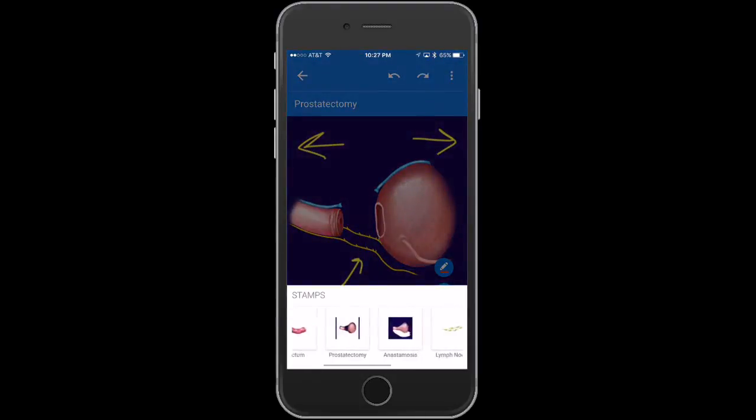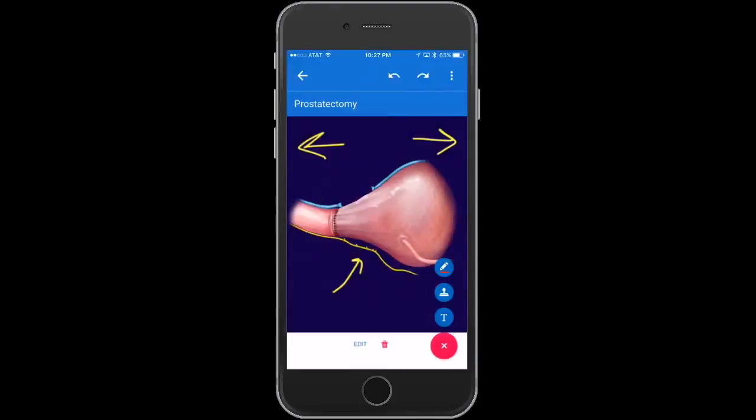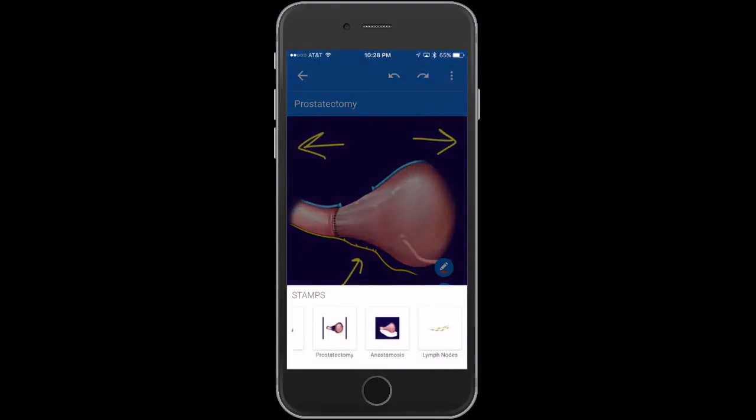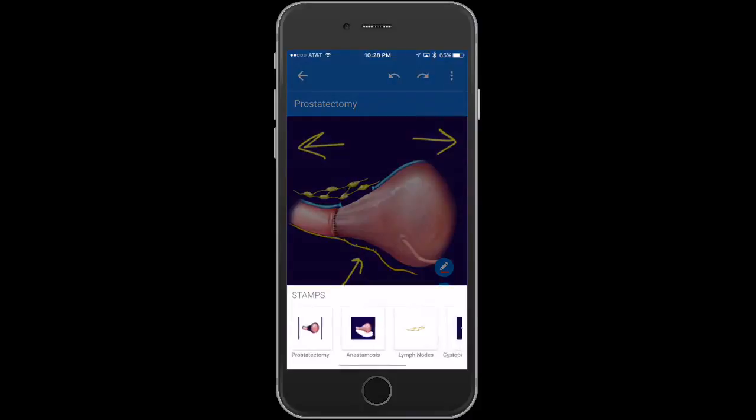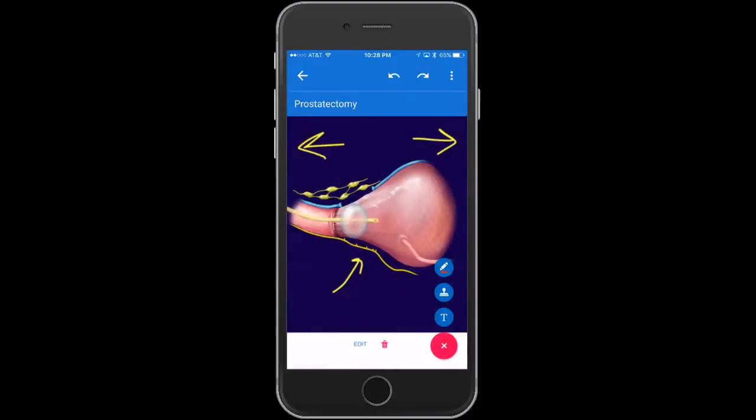The anastomosis stamp is then used to show that the bladder and the urethra are sewn together during the surgery. Then I place a lymph node stamp to demonstrate that a lymph node dissection is done when appropriate. I then highlight to the patient that a catheter is placed at the end of the procedure.